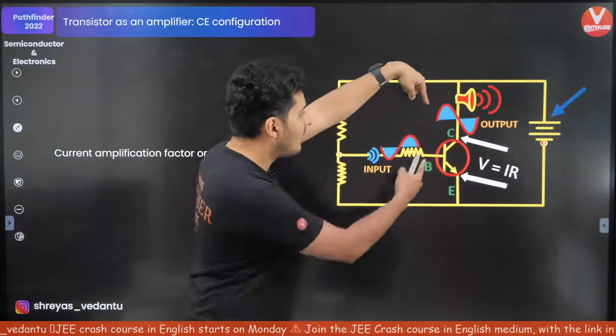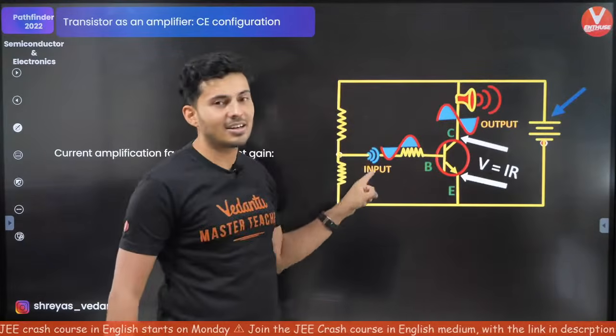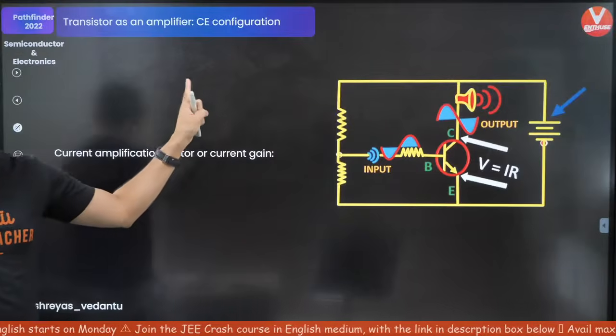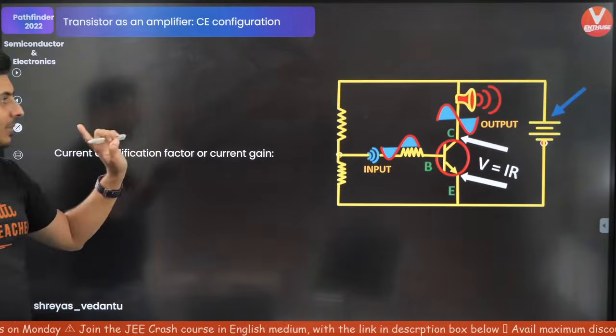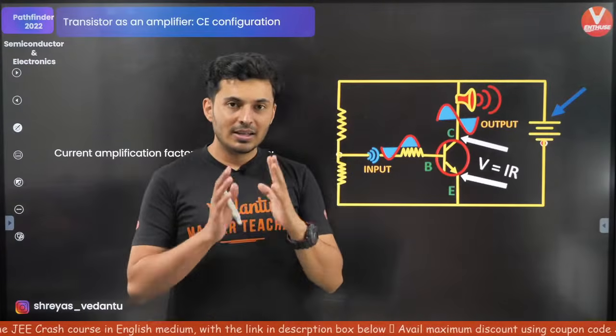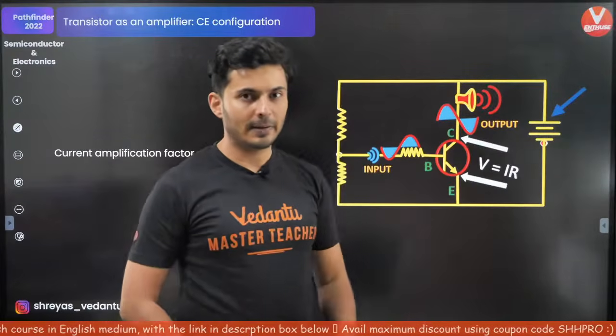So you will see the amplitude of this will be much larger than the amplitude of this. I hope this is clear. Everybody understanding this? Everybody clear about this? Okay, so that's how you use a transistor as an amplifier.